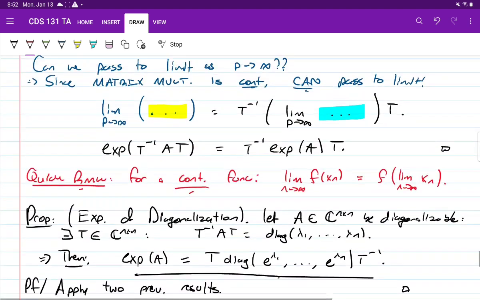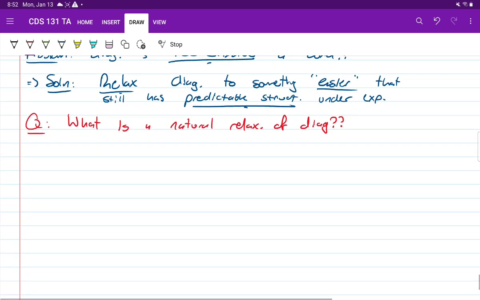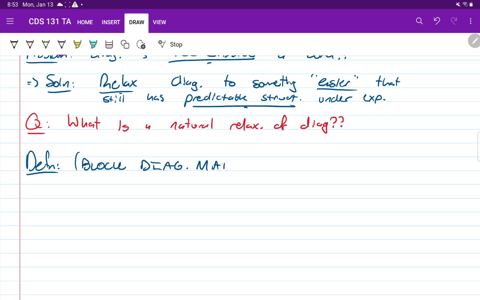Well, if we look at the structure of a diagonal matrix, maybe instead of asking that our entire matrix be strictly diagonal, we can ask that it be broken up into a diagonal structure of blocks, all right? This is something called a block diagonal matrix. So, definition: a block diagonal matrix. Instead of asking that our entire matrix be diagonal, we're going to ask that it has some sort of general block diagonal pattern, okay?